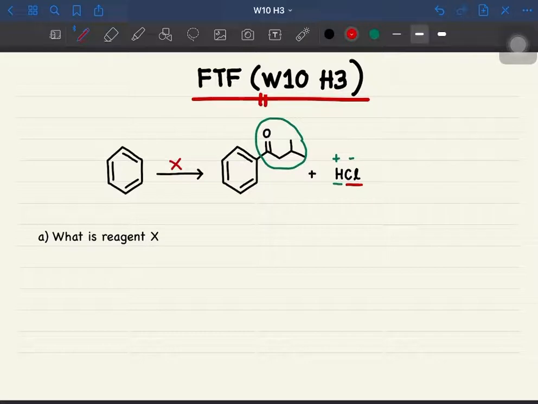So we could say that our reagent X will be 1, 2, 3, 4 with a methyl group in here. Don't forget the double bond O. And then we have chlorine attached to it. So this is what we call the acid chloride. And then with the presence of AlCl3, or maybe you can also use FeCl3, as the catalyst to increase the polarity for the reactions to occur.